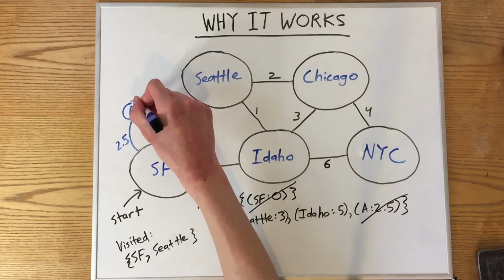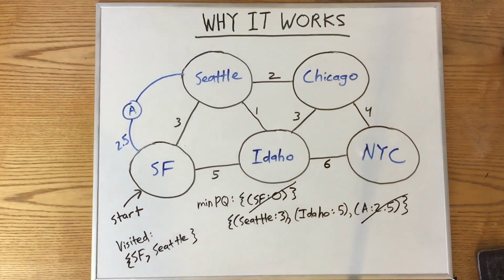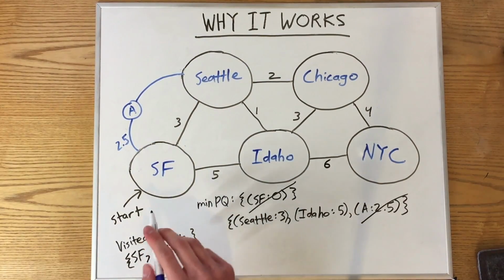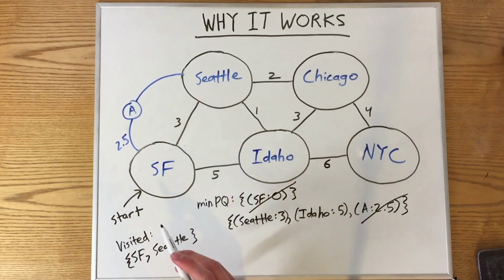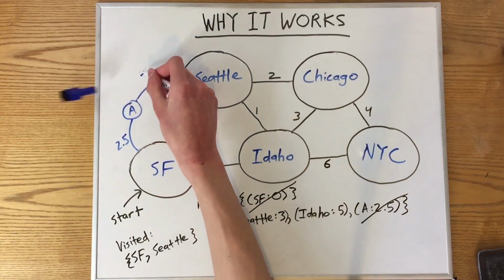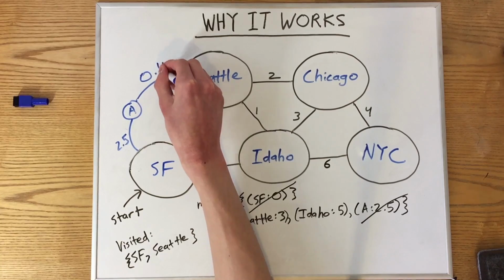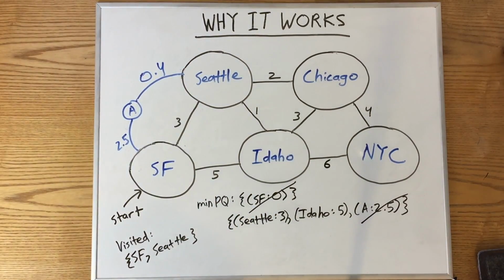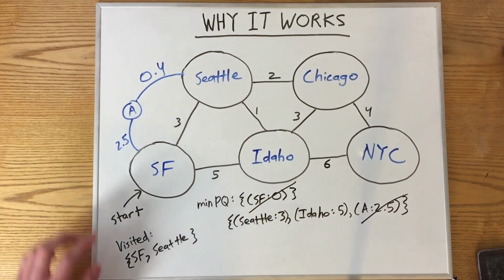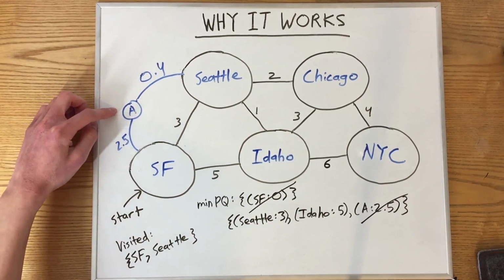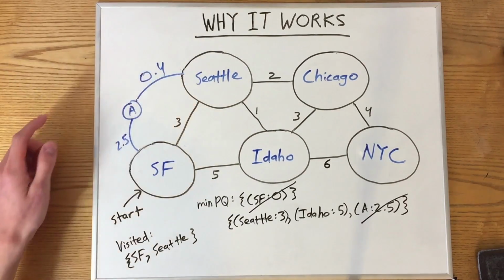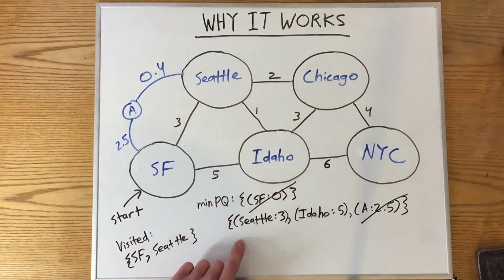Well, what if A connected directly to Seattle? Would it be a shorter path from SF to Seattle than this original path over here? Well, let's say this was 0.4. Let's put that over here. Then in this case, after we removed A over here, we would update Seattle. Because we know that all of A's neighbors, A only has one neighbor. It's Seattle. And we know that Seattle is already in our min PQ.